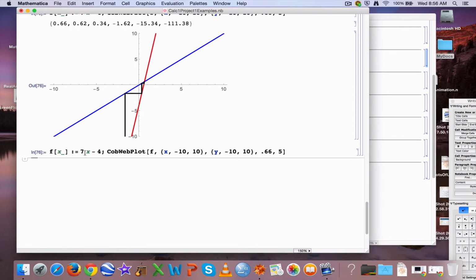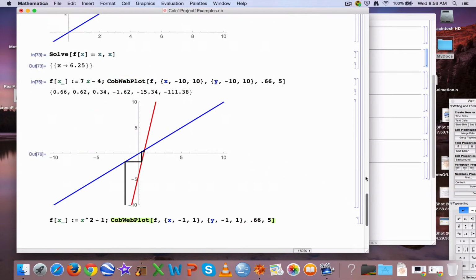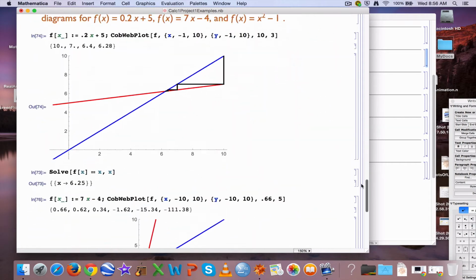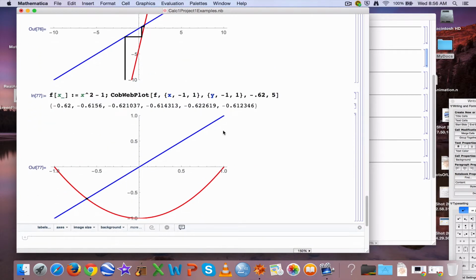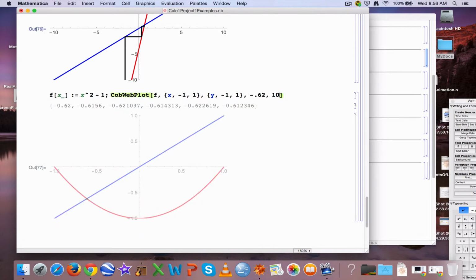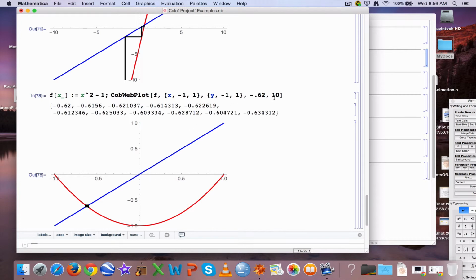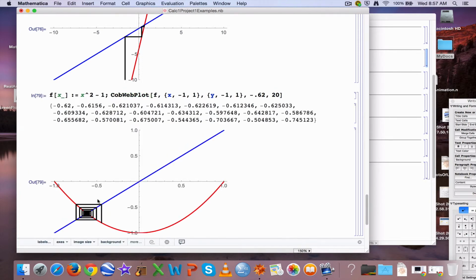Finally, let's look at the x squared minus 1 example. And here I think we're going to want to go in close. Let's start close to the fixed point that was (1 minus square root of 5) over 2. That was about negative 0.61804. Let's just do negative 0.62. Not really quite close enough to see it real well. It's close to the fixed point there, which is (1 minus square root of 5) over 2. Let's go more iterations. How about 10 iterations? Now we can see a little bit something bigger there. Let's go 20. That's interesting.